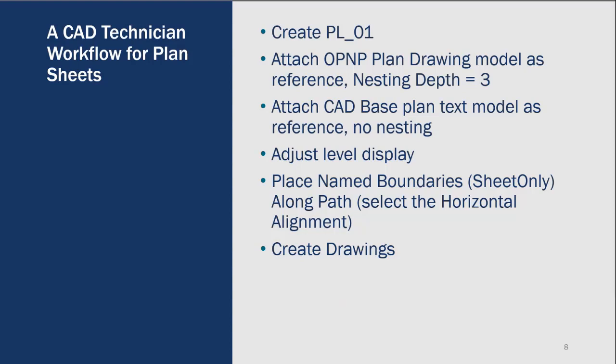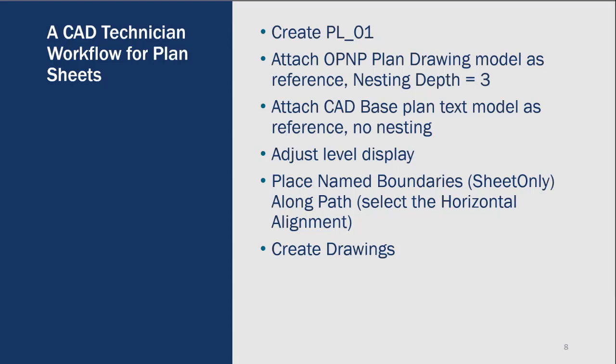The CAD technician, in the case that I'm going to do today, is using a CAD base file that has a model in it called plan text, basically. They're going to attach that file as a reference to their PL file so that they can see the text that they have modified. You'll adjust the level display. You'll place name boundaries. When you place the name boundaries, you're going to use sheet only. This will put the level control for display in the sheets, which is probably where you want it for just a few sheets. You'll have it in the individual sheets.